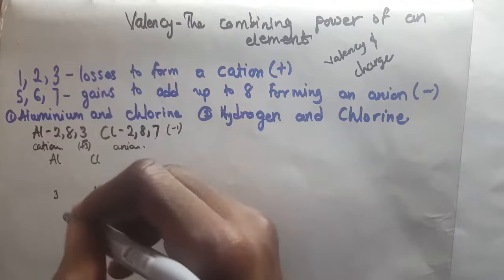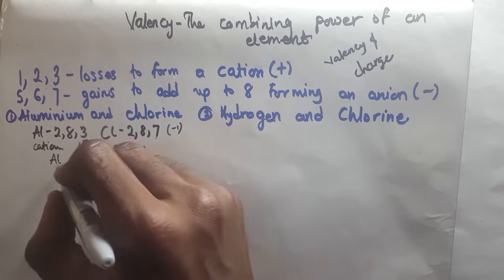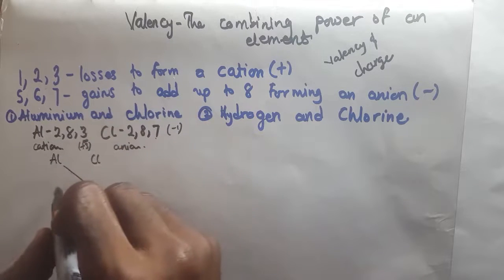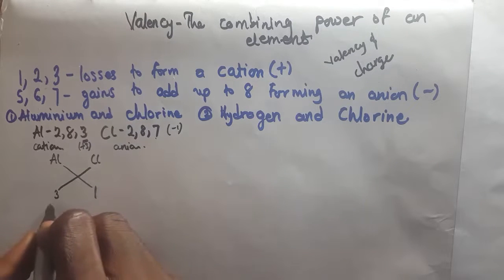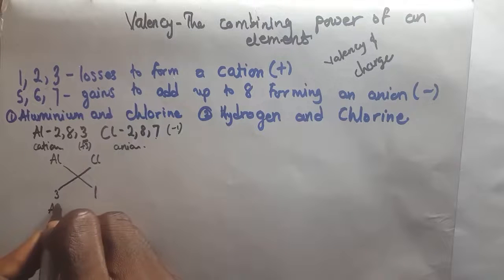After writing this, the next thing you do is exchange the valencies. So Al will go for 1, Cl will go for 3. So to write the compound form, you are going to have AlCl3.